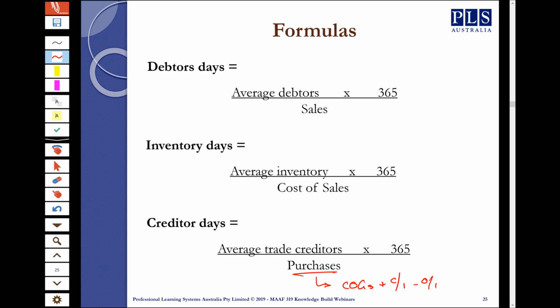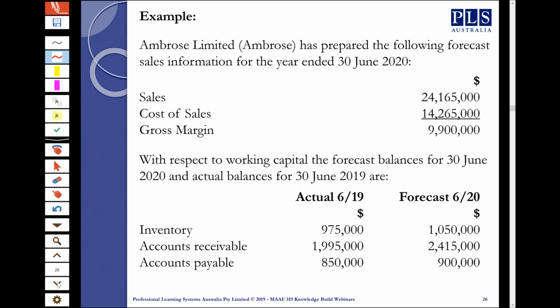Now, through to the fact that you've got multiple formulas in play and due to the fact that they can ask it as dollars or days, you do need to make sure that you understand the dollars is fairly straightforward. The days, you've got to make sure that you're appreciating the application. So again, we've got Ambrose prepared the following forecast sales information for 2020. Sales 24,165, cost of sales 14,265, gross margin 99.